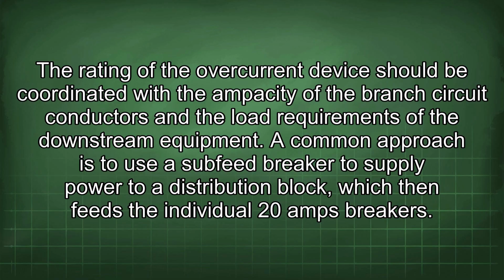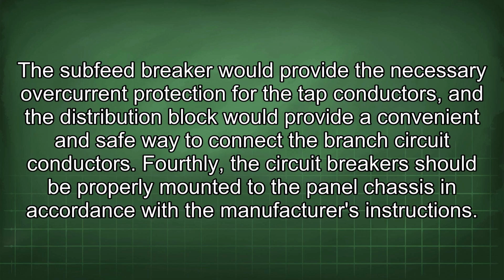A common approach is to use a sub-feed breaker to supply power to a distribution block, which then feeds the individual 20 amp breakers. The sub-feed breaker would provide the necessary overcurrent protection for the tap conductors, and the distribution block would provide a convenient and safe way to connect the branch circuit conductors.